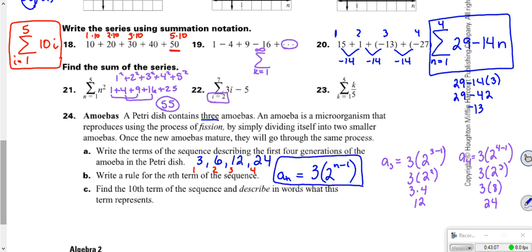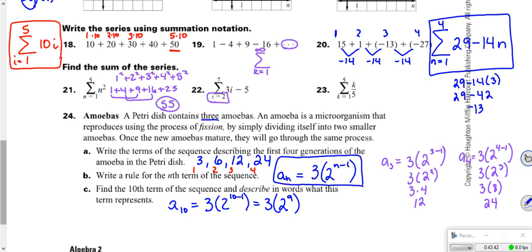Again, some of these, I wish there was a better process, but you just kind of have to play with it. Now, find the 10th term of the sequence and describe in words what this term represents. The 10th term of the sequence. I don't have to go up here to part A and carry on with the 5th, the 6th, the 7th, the 8th, the 9th term. I can use my rule. So my rule tells me that a sub 10 would be 3 times 2 to the 10 minus 1, or 3 times 2 to the 9th power.